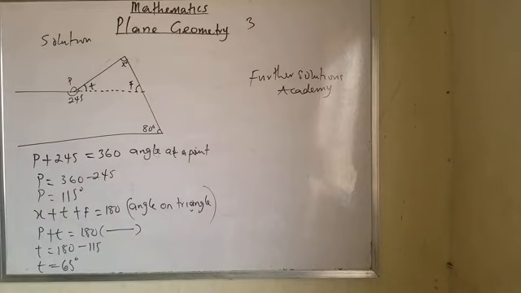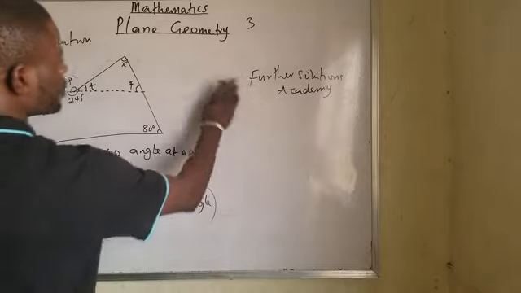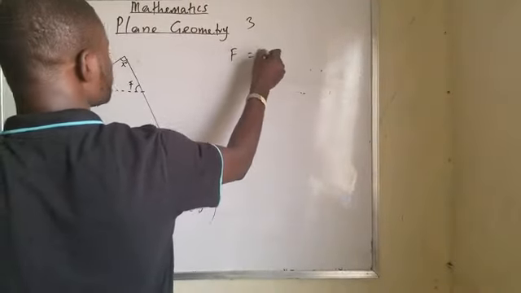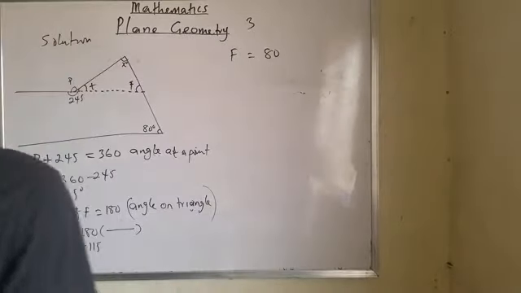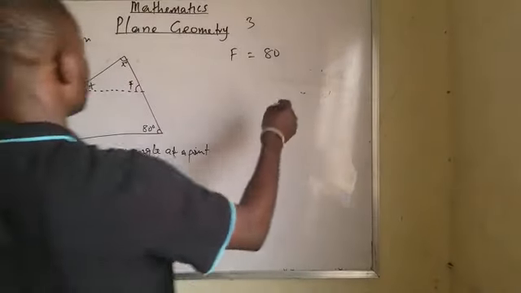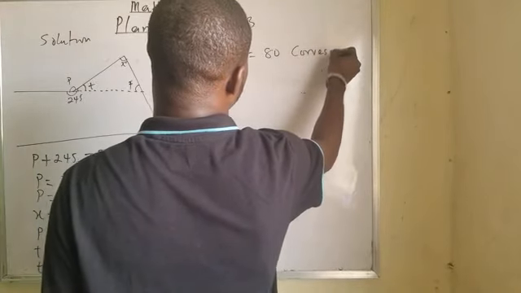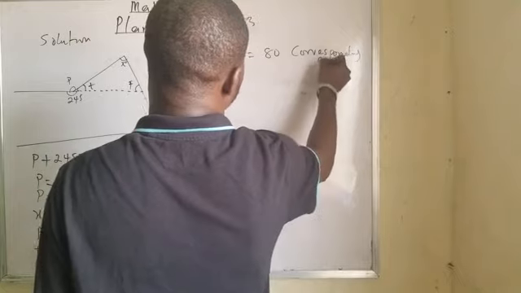Now, what else can I do? Permit me to draw this. My F equals 80. We call it alternate angle, corresponding angle. Please take note of that.